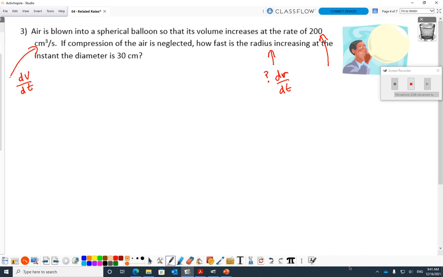But does anyone remember it? Max? 4 over 3 pi r. Why would you remember that? All right. Volume equals 4/3 pi r cubed.